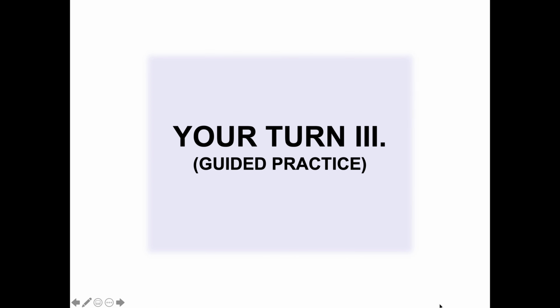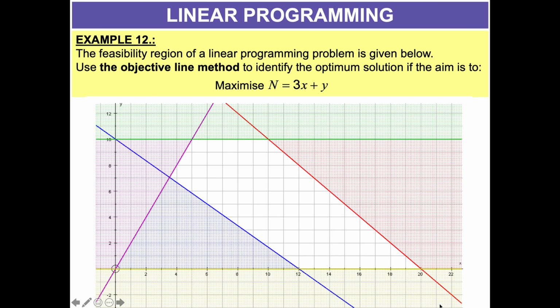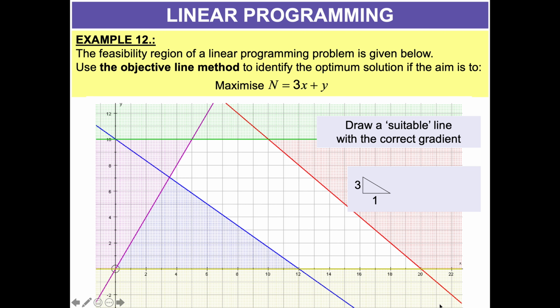So let's look at the guided practice, the last one for this lesson. There are 2 questions that you can try on your own, and then you can play the video. So the region is given below. We need to use the objective line method to identify the optimum solution if the aim is to maximize the n. So you can identify first the correct gradient and draw a suitable line with this gradient. So you know the gradient is minus 3. That means the triangle will be 3 on the y-axis and 1 on the x-axis.